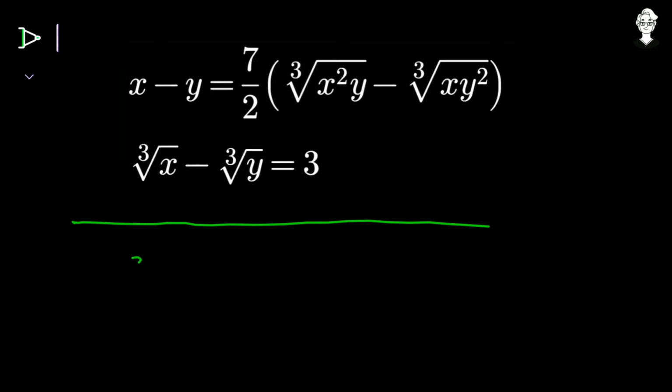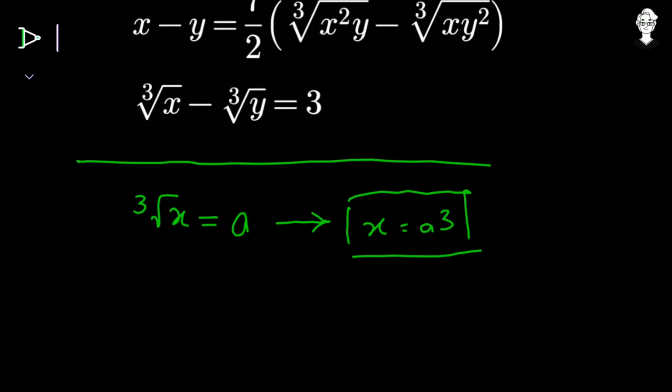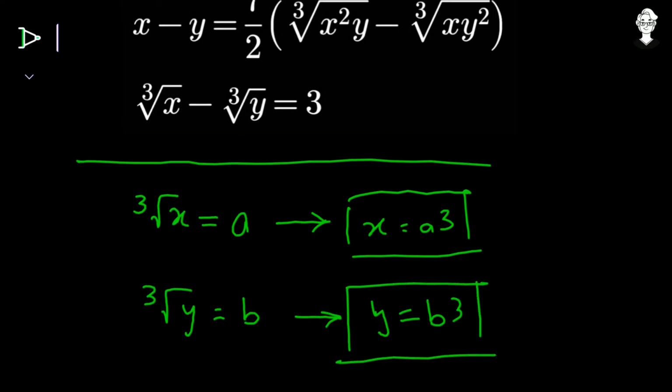So over here, first of all, the cube root of x, I will consider it as another variable, let it be equal to a. So let it be clear, yes. If cube root of x is equal to a, this gives me that x is equal to a cube. Now the other term, that is cube root of y, let it be equal to another variable, b. So if cube root of y is equal to b, this gives me that y is equal to b cube.